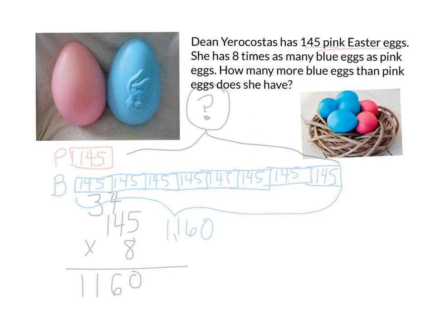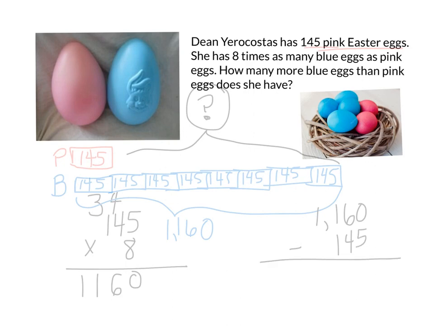What operation will we use? Division. Mrs. Sexton said difference. I said difference. If I'm finding the difference, what do I do? I'm gonna subtract. Good, so I'm gonna do 1,160 minus 145. Equals what?